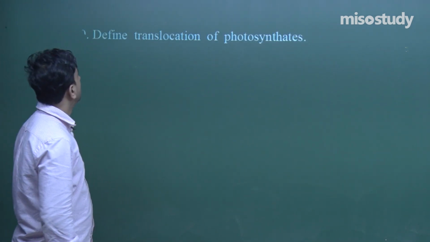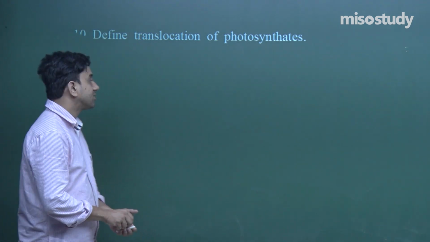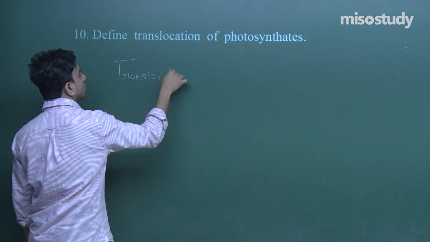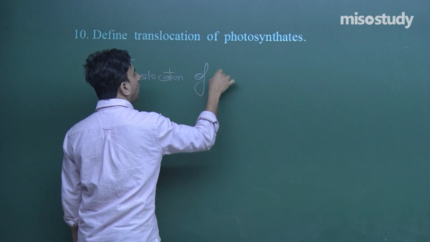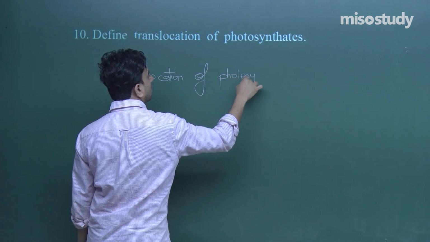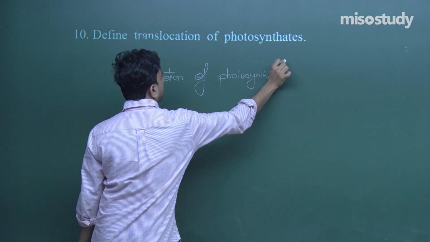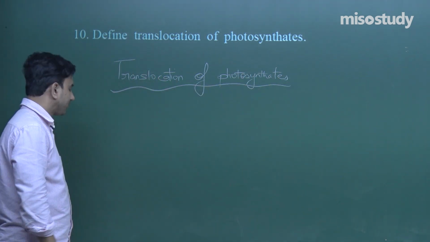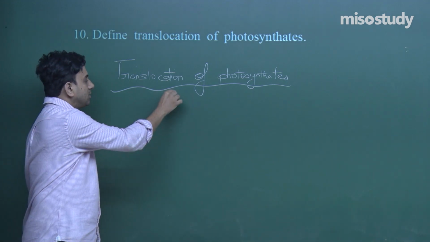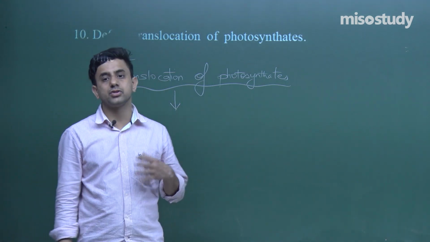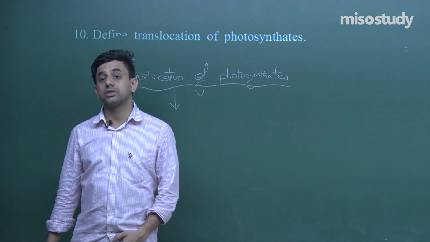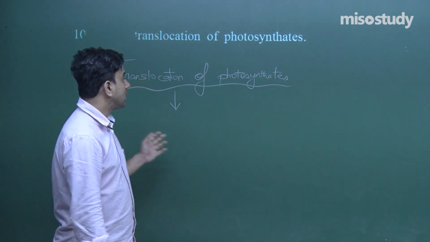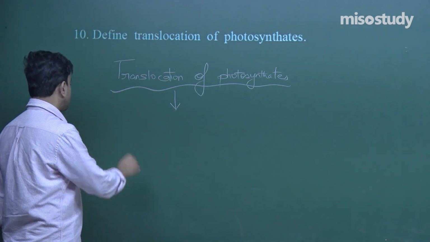Next question. Define the translocation of photosynthates. Translocation of photosynthates means the sugar, the carbohydrate which is manufactured by the plant, is transferred to all the parts of the plant.